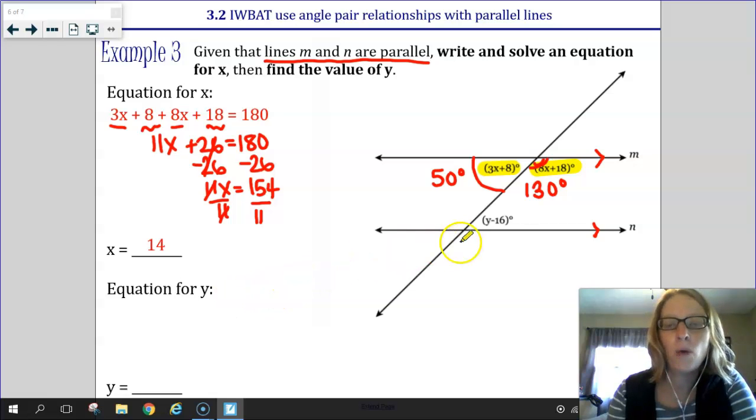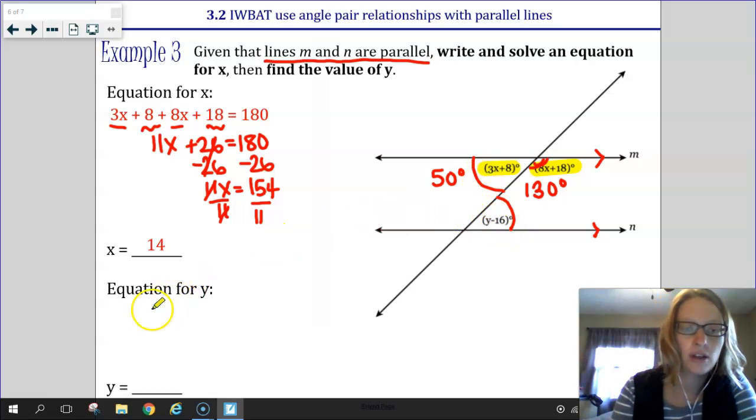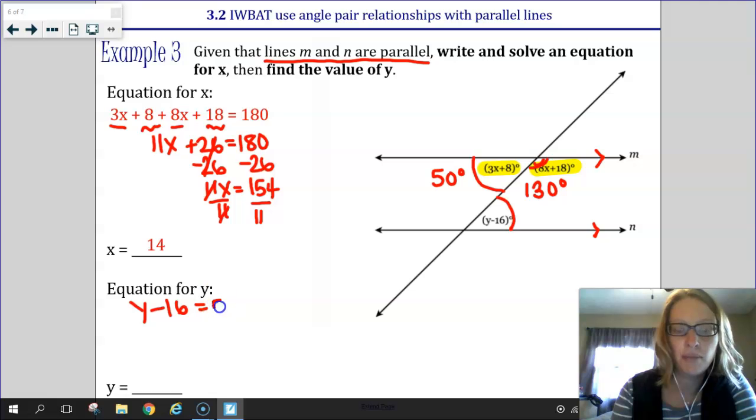Well, I can tell that y minus 16 is going to be equal to 50 degrees. The way that I know that is because y minus 16 and 50 degrees are alternate interior angles. So I'm going to write and solve that equation. So y minus 16 will equal 50 because those are alternate interior angles. So to solve, I'm going to add 16 to both sides to get y alone is equal to 66.